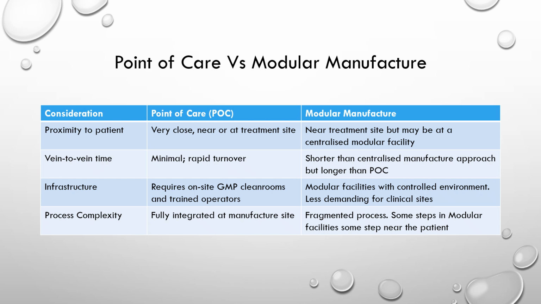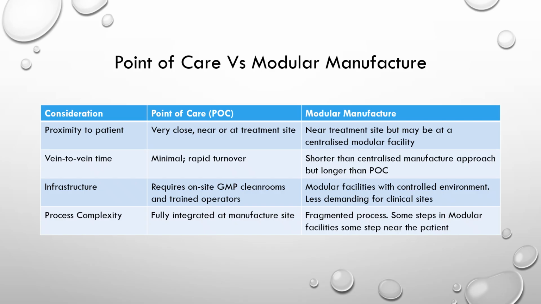Yeah, the vein to vein time would be rapid for point of care if they were able to implement this in the clinical manufacturing, clinical site, administration site. But for modular manufacture, it would be shorter than the centralized manufacture approach, but it would still be longer than the point of care.